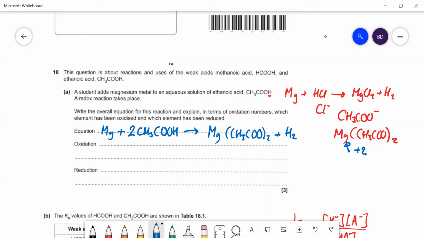Explain in terms of oxidation numbers which elements have been oxidized and which have been reduced. Well, if you look at the magnesium here, it's got a 0 oxidation number, whereas in the magnesium ethanoate it's +2. It's a magnesium 2+ ion. So the magnesium has become oxidized. And you can probably see it's the hydrogen that's been reduced, because the hydrogen in a compound has a +1 oxidation state, whereas in the element it is obviously 0. So the hydrogen has been reduced.